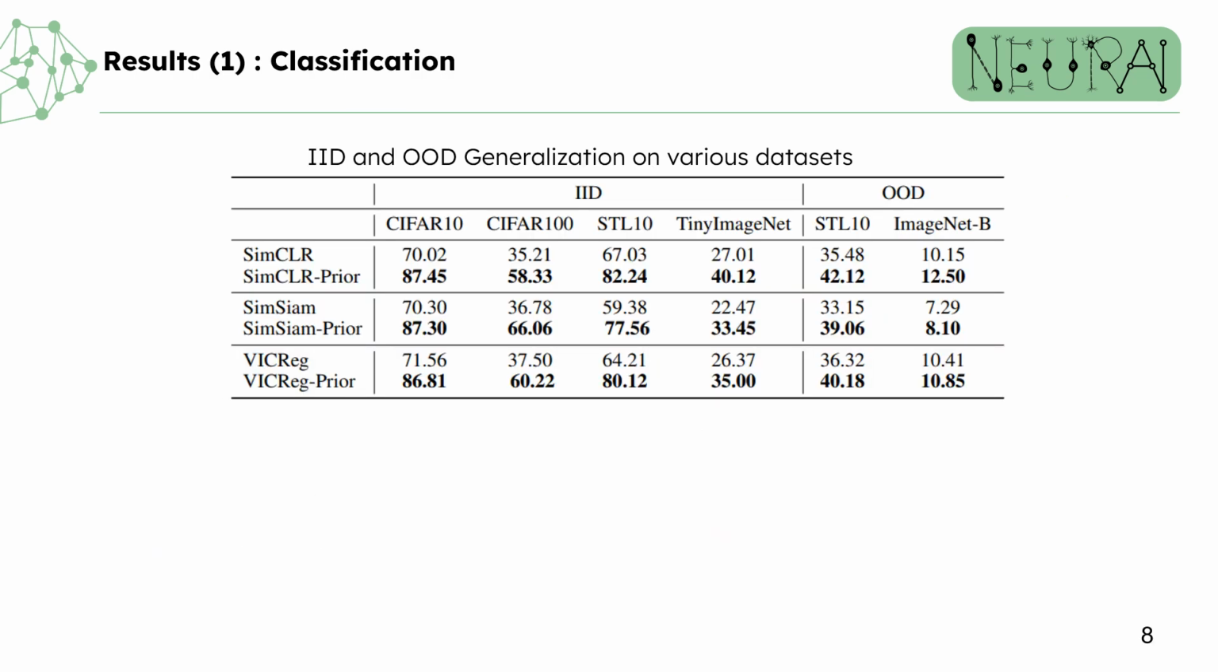Here we present our results. The table shows the performance of the three SSL baselines and their SSL prior counterparts for 4 different datasets. Along with IID, we also test the capability on distribution shift by evaluating the models on out-of-distribution data. As shown, SSL prior demonstrates strong performance across all the datasets.